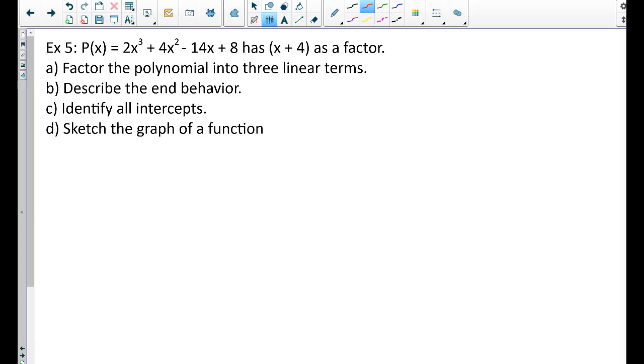This is day 4 of Unit 3, more on graphing polynomials. And I'd like to do example 5, which is fairly representative of today's lesson. The first thing you're given is this cubic polynomial, and you know that x plus 4 is a factor. And the first thing you're asked to do is, using that information, factor this polynomial completely.